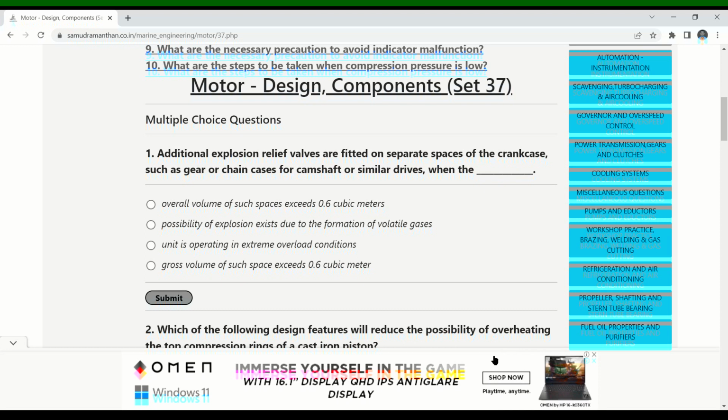Let's start. Our first question is, additional explosion relief valves are fitted on separate spaces of the crankcase such as gear or chain cases for camshaft or similar drives when the options are: overall volume of such spaces exceeds 0.6 cubic meters; possibility of explosion exists due to formation of volatile gases; unit is operating in extreme overload conditions; gross volume of such spaces exceeds 0.6 cubic meter. The correct option should be gross volume of such spaces exceeds 0.6 cubic meters.